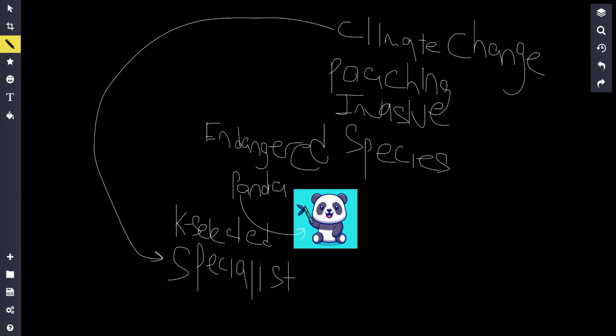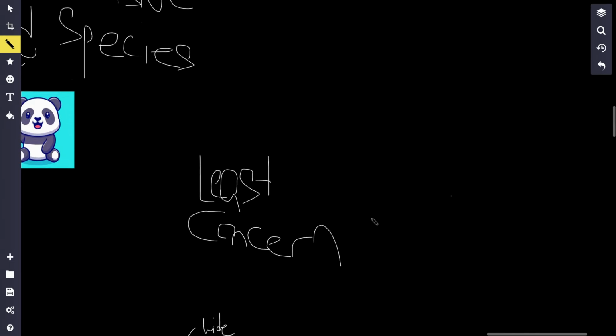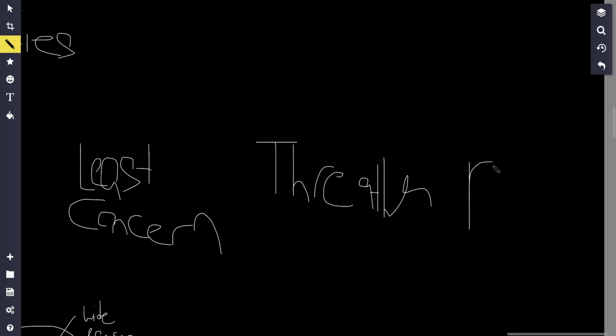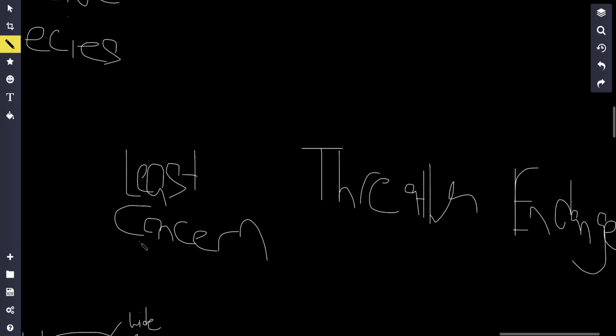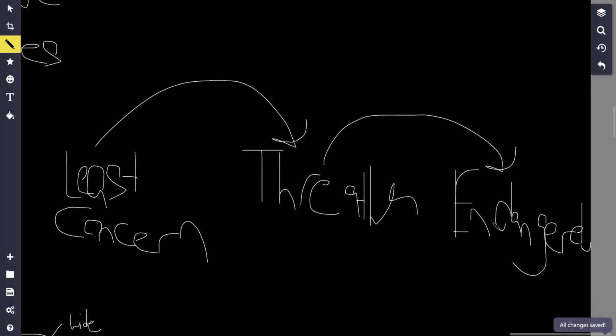Now, there's a list that basically lists out the rankings for whether or not a species is endangered. So you have least concern, threatened, endangered, and obviously you have extinct at the end. You have the species that's of least concern, meaning that we don't really have a concern about the population of it. Then it becomes threatened, and then if you hunt it even more, then it becomes endangered.